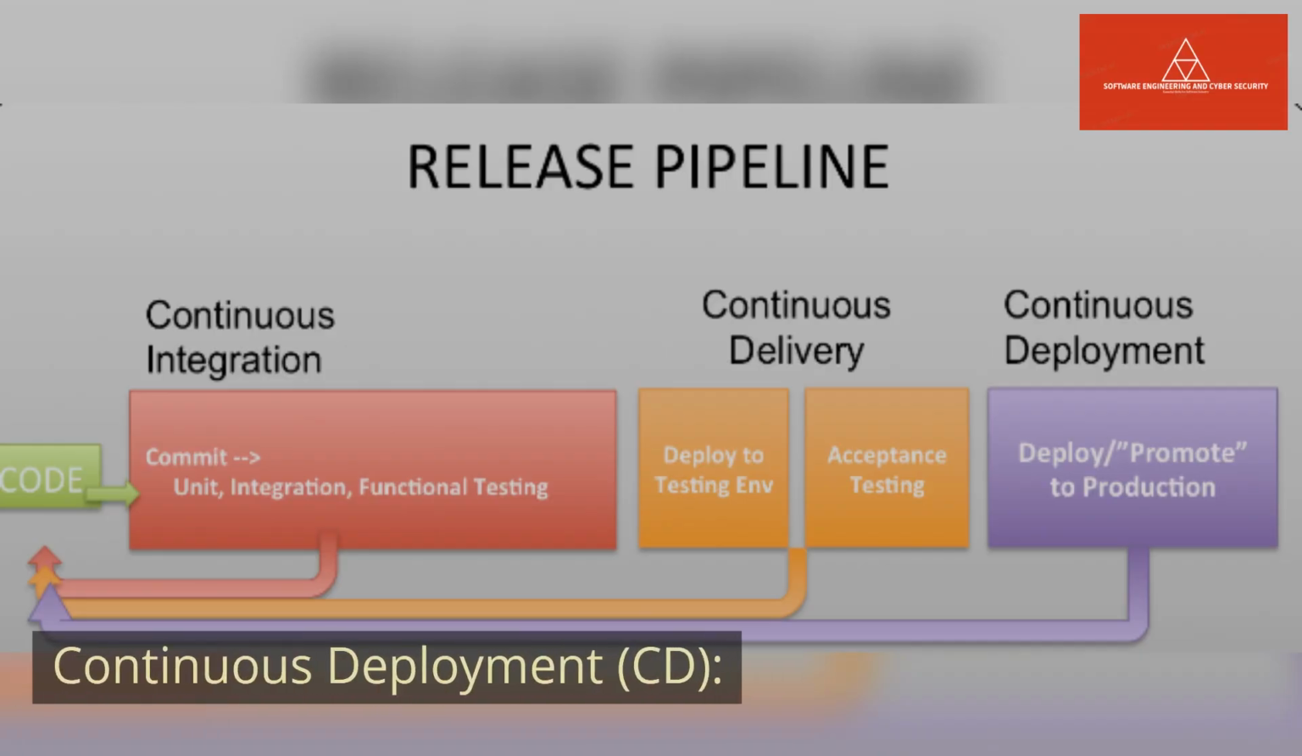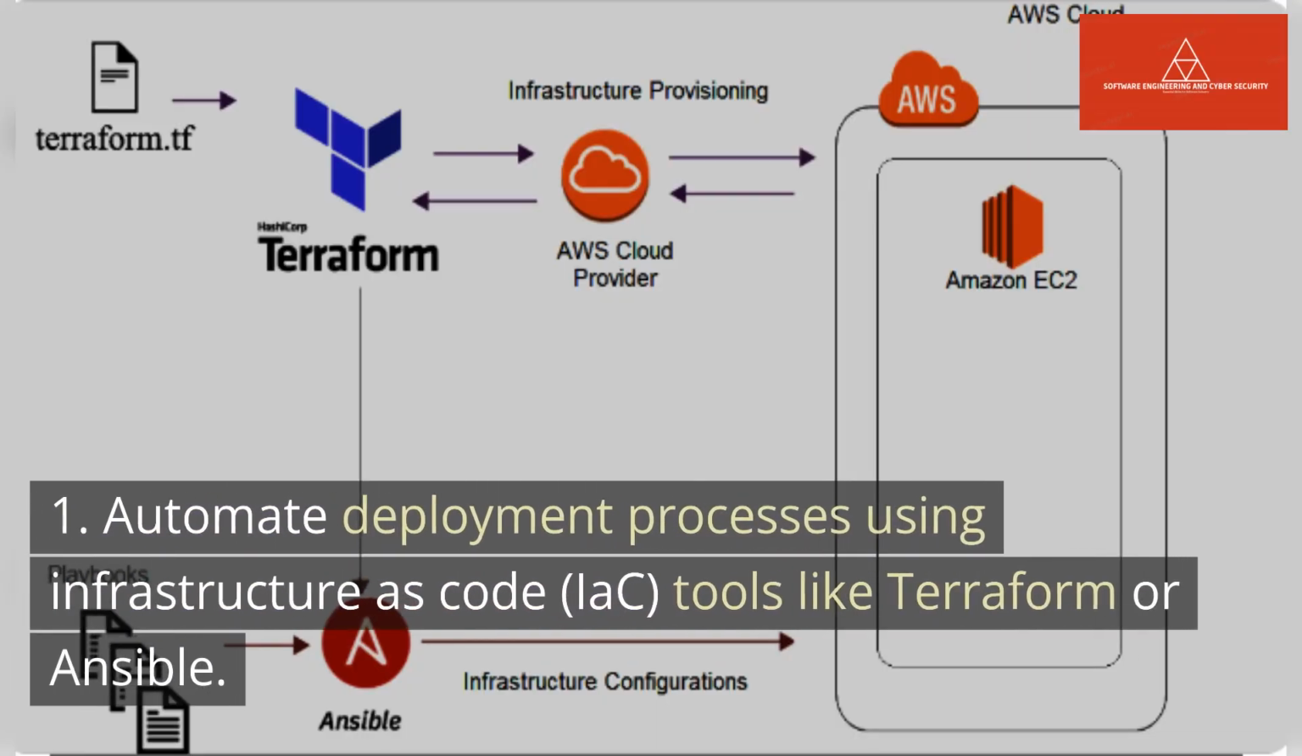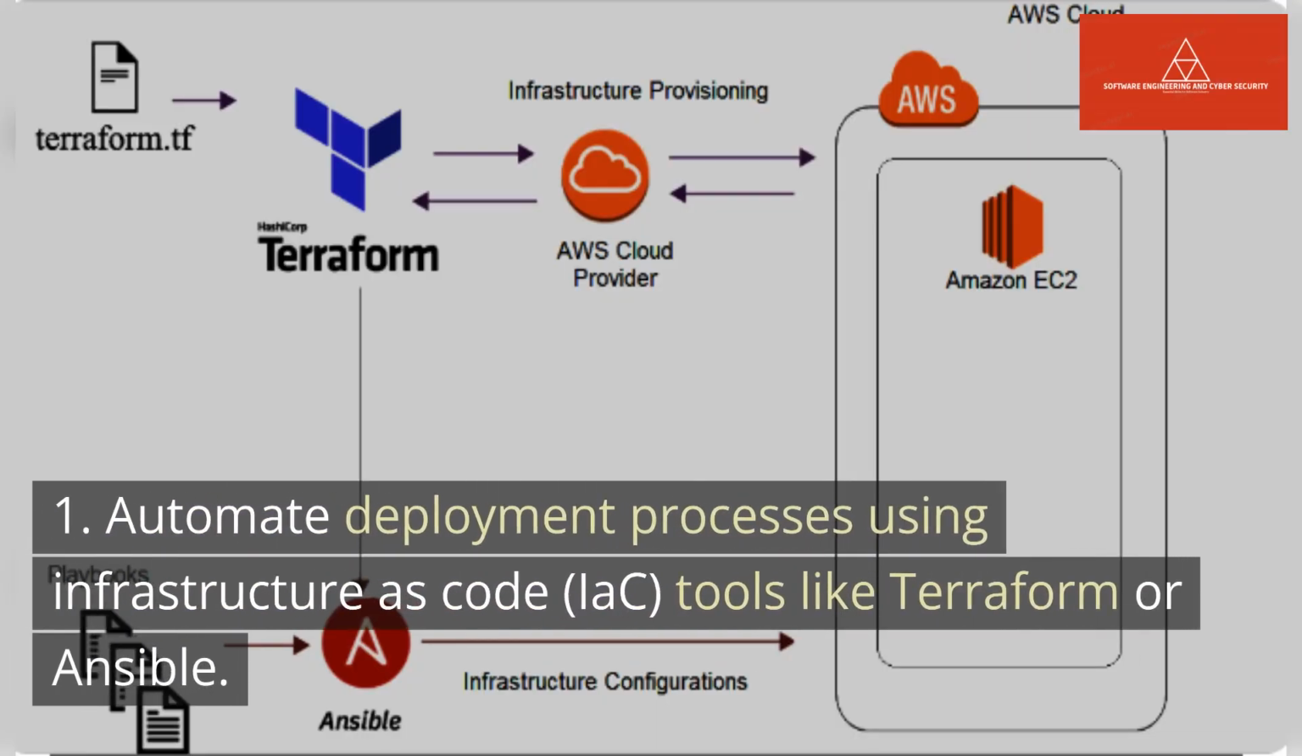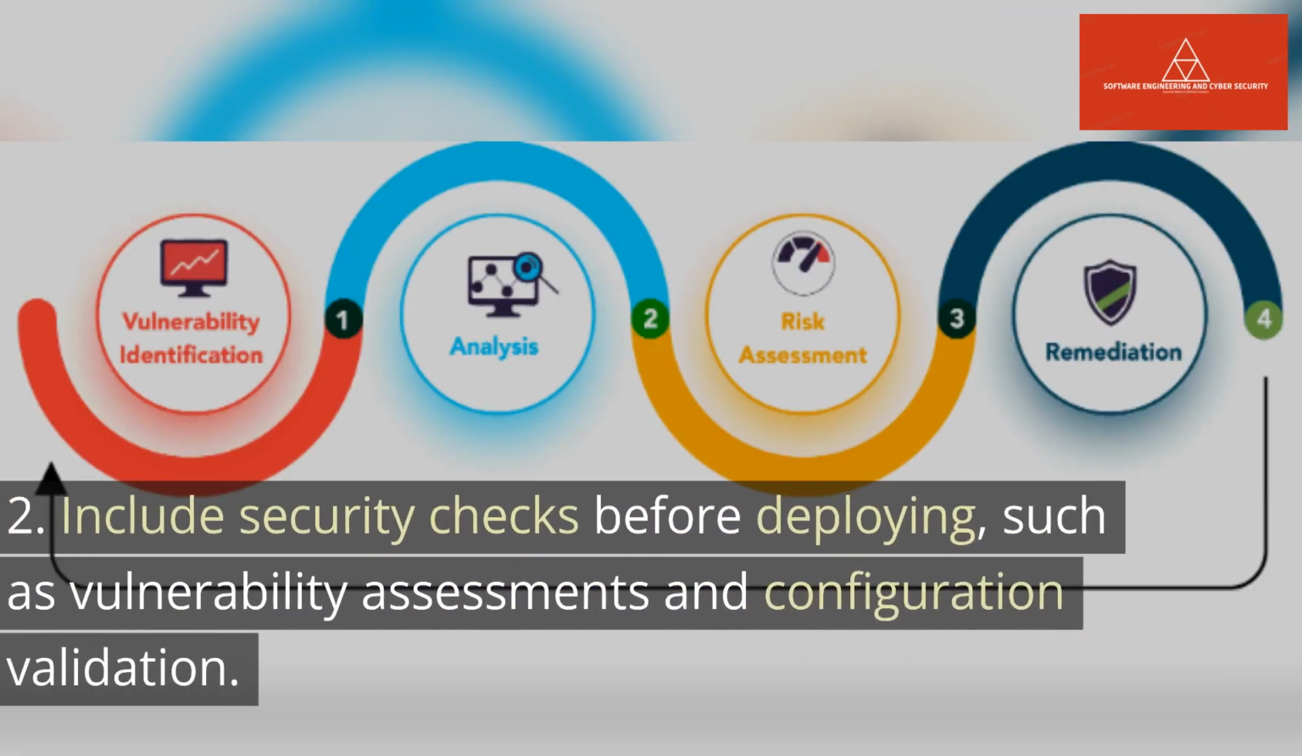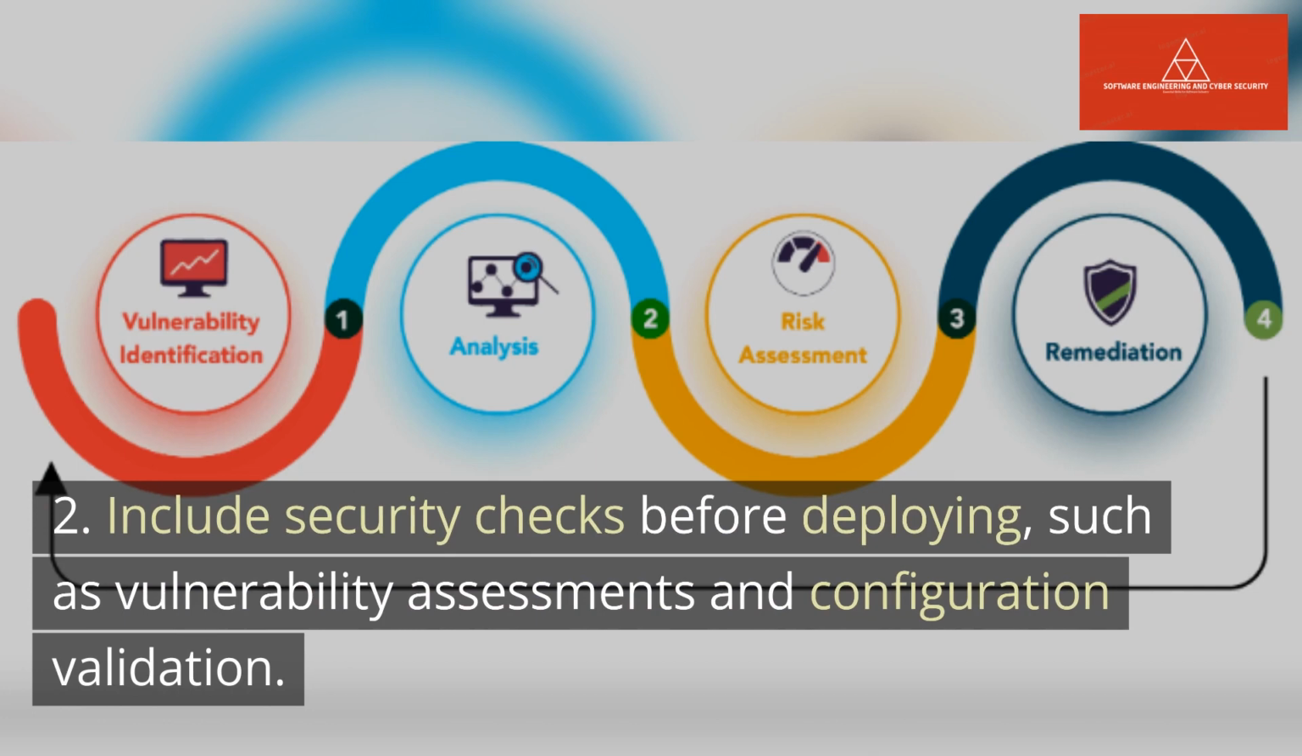Continuous deployment, CD. 1. Automate deployment processes using infrastructure as code, IaC, tools like Terraform or Ansible. 2. Include security checks before deploying, such as vulnerability assessments and configuration validation.